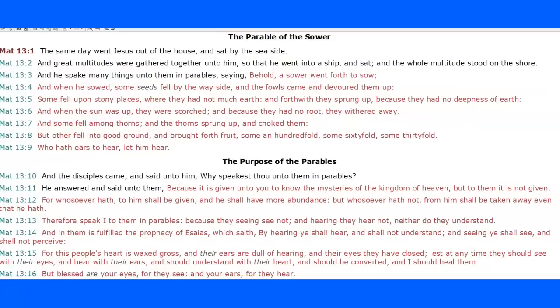But when it says, fell onto good ground and it brought forth fruit, guys, because the children of God listen to the word. That's good ground, the children of God. And it brought forth fruit, some 100-fold, some 60, 30.